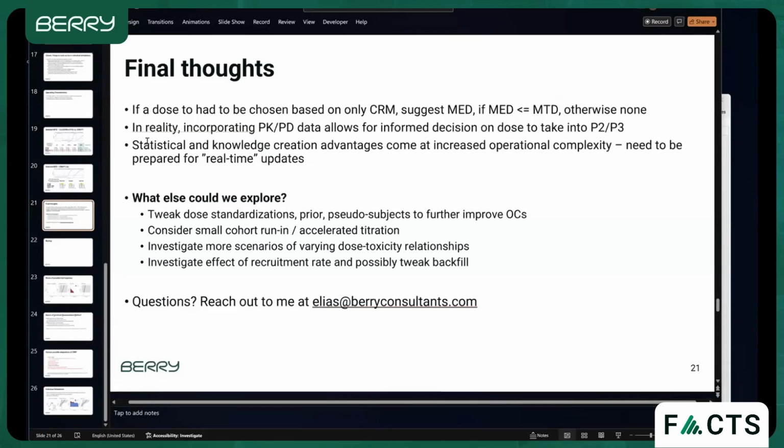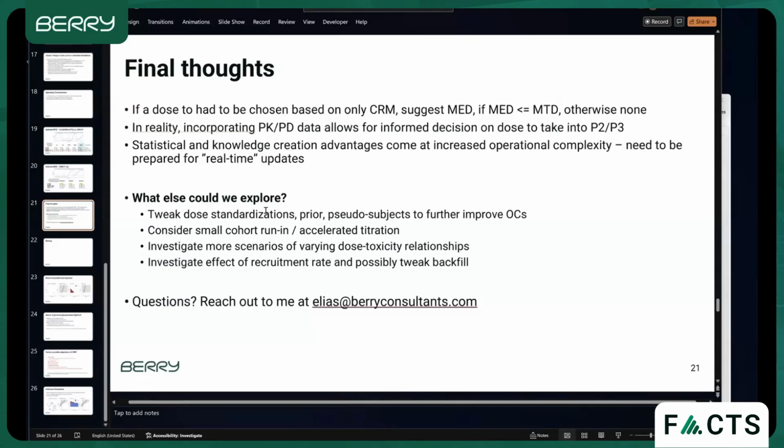And in reality, of course, you wouldn't only use these models to guide you on which dose to take forward. You would also have lots of PK, PD data, and the decision that's being made is not only informed by this. One other thing we've seen is that there are a lot of advantages from a statistical and knowledge creation perspective with things like open enrollment, but it does come at increased operational complexity, and not every CRO is set up to allow this sort of real-time learning. So this is just something to keep in mind.